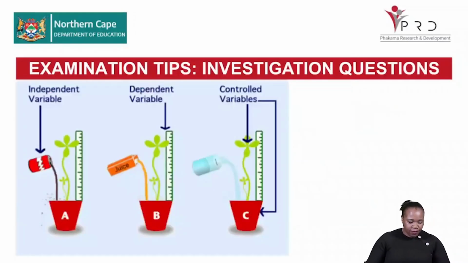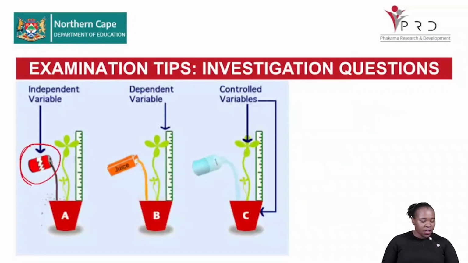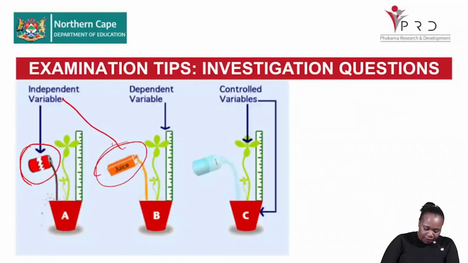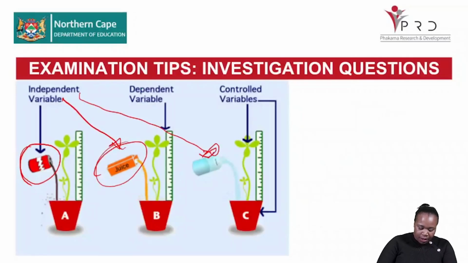Now, we have 3 flowers, A, B, and C, right? At A, we have Coke, which is our independent variable. At B, we have juice. Again, this is our independent variable. At C, we have water. It is our independent variable. Again, 3 different independent variables.